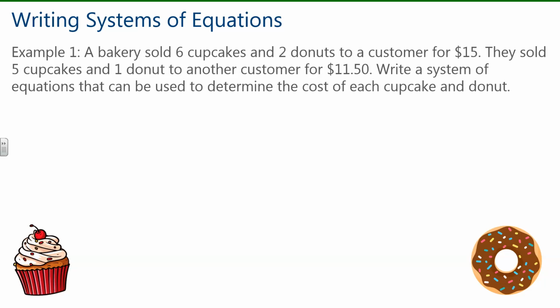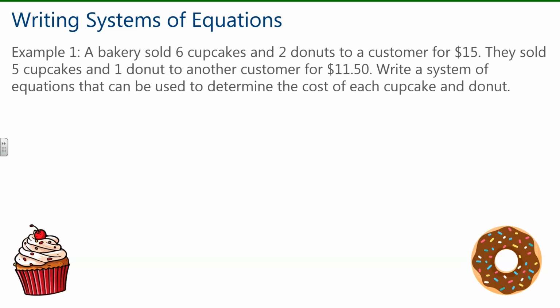And besides solving, you're also going to have to create a system of equations from a word problem. So let's practice that now. It says a bakery sold 6 cupcakes and 2 donuts to a customer for $15, and they sold 5 cupcakes and 1 donut to another customer for $11.50. Write a system of equations that can be used to determine the cost of each cupcake and donut. So here we're just going to set up the system. We're not actually going to solve yet.